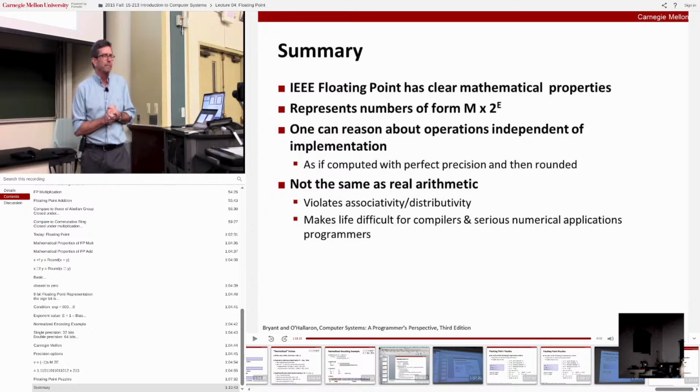One can reason about operations independent of implementation, as if computed with perfect precision and then rounded. Not the same as real arithmetic. Violates associativity, distributivity. Makes life difficult for compilers and serious numerical application programmers.